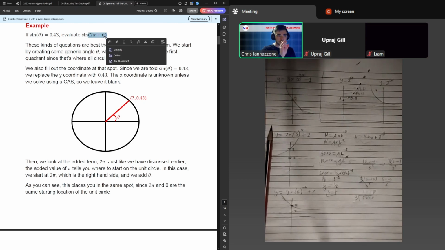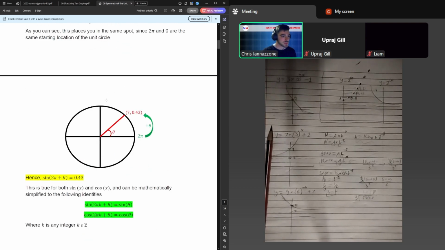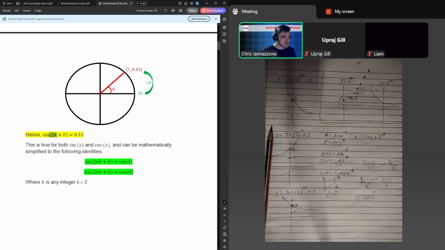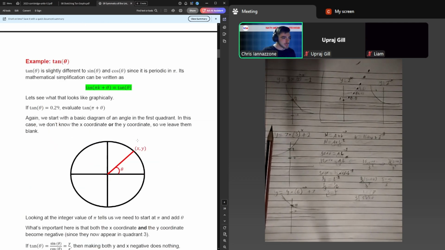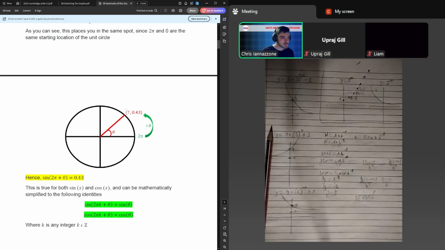When you read that, 2 pi plus theta simply means start at 2 pi and then go forward by theta. So we start at 2 pi and we go forward by theta. And sure enough, we get back to the same spot. That's how you read that. Start at whatever this says and then go forward if it's plus or backwards if it's minus. And because we get to the same spot, sine of 2 pi plus theta must therefore stay as 0.43. Same thing for cos, by the way. If we did know cos was 0.43, then you'd still have cos as 0.43 over here as well.